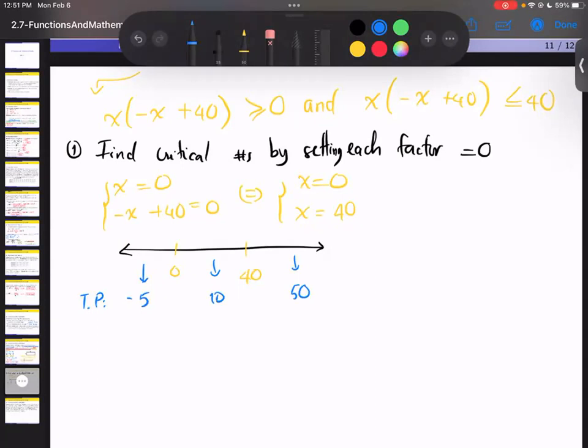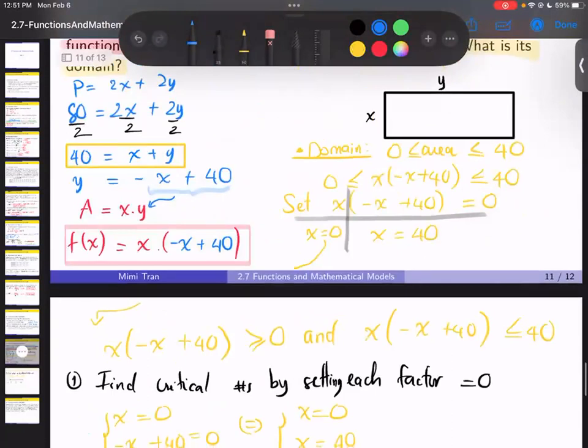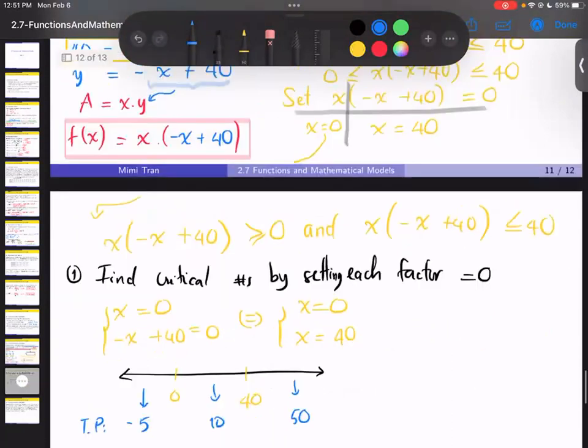When I put negative 5 there, what do I have? Again, I don't care about the value. All I care about is the sign. So negative 5 here, negative 5 there, and then the negative in front will be positive 5. So positive 5 plus 40, that's positive. Positive times negative is negative. Again, I only care about the sign.